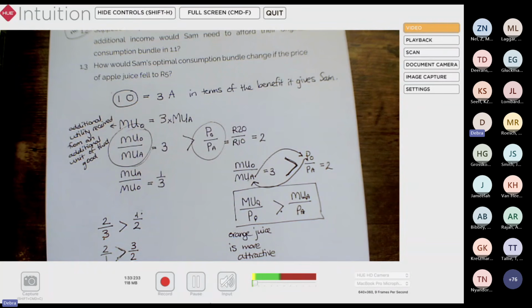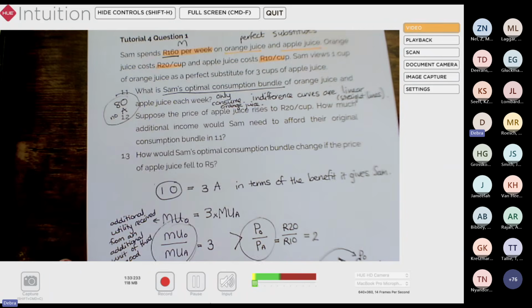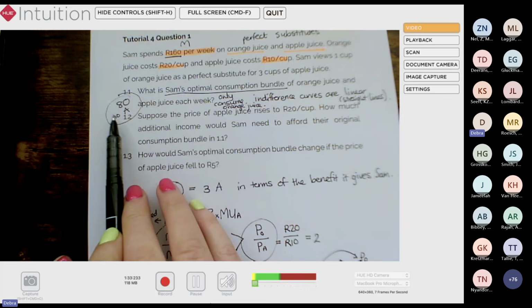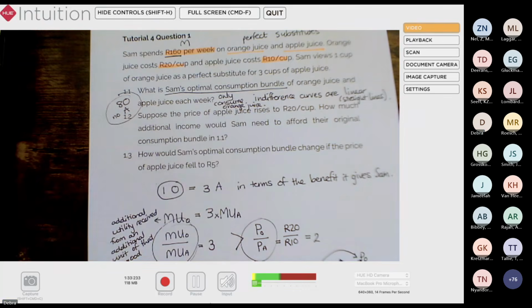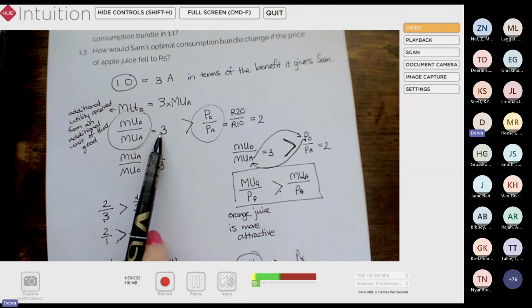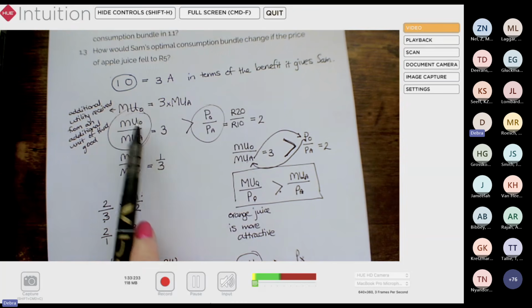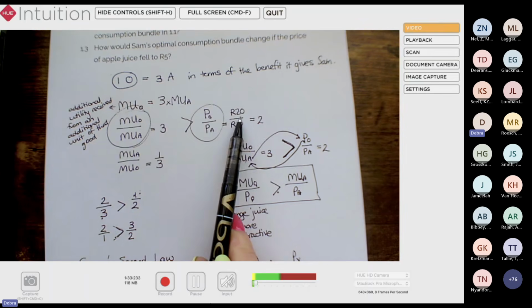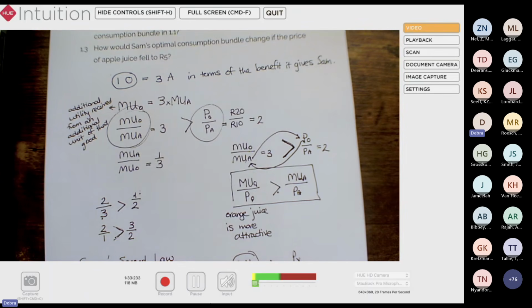The other question is, can I please re-explain how you got the 8? Okay, so how I got the 8 orange juice and no apple juice was to reason that this person, based on how much value they get from orange juice and apple juice, and based on how much it costs them to buy orange juice and apple juice, we have concluded that this person is only going to consume orange juice. That's the conclusion we come to.